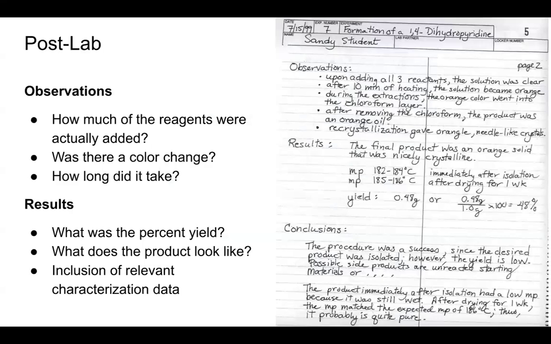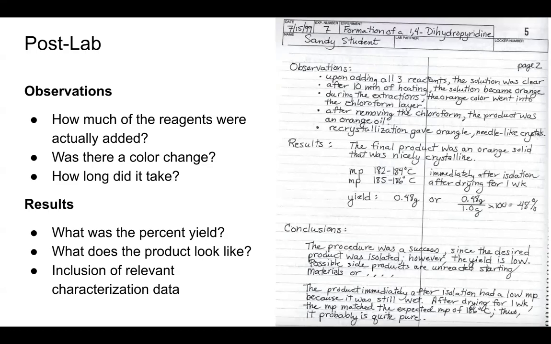All right, so you're in the lab now. What are you doing? Well, you want to make observations of what's going on in the experiment. How much of the reagents did you actually add? Did you really add exactly 2.00 grams, or was it more like 2.04 grams? That's important information to have because that will affect your theoretical yield. So you'll want to include that in your notebook.